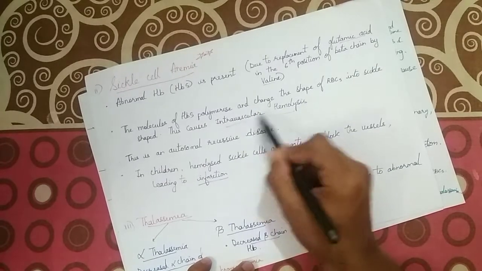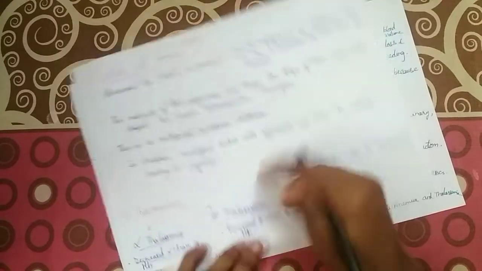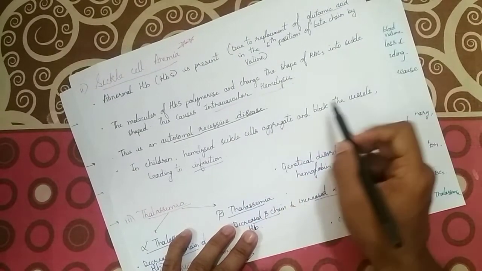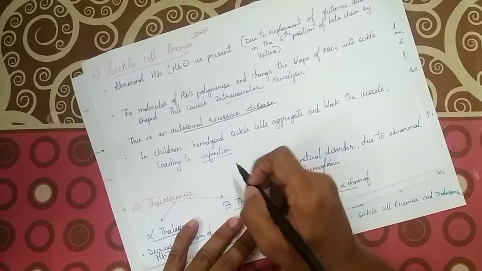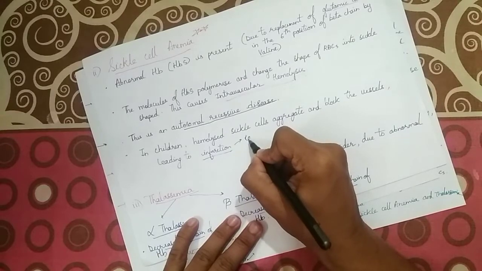This causes intravascular hemolysis. This is an autosomal recessive disease. In children, hemolyzed sickle cells aggregate and block the vessels, leading to infarction. This is a major condition which can also cause death.